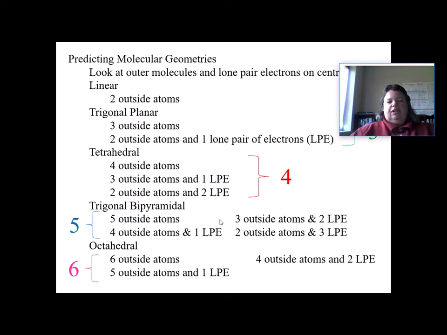And the case for all of these is that the electron pairs around the center atom add up to be 5. And on octahedral, there are only 3 members of the family. There could possibly be more, but we're only doing 3. 6 outside atoms, 5 outside atoms and 1 lone pair, or 4 outside atoms and 2 lone pair. So the ones lower than this, we're not going to worry about what they are.